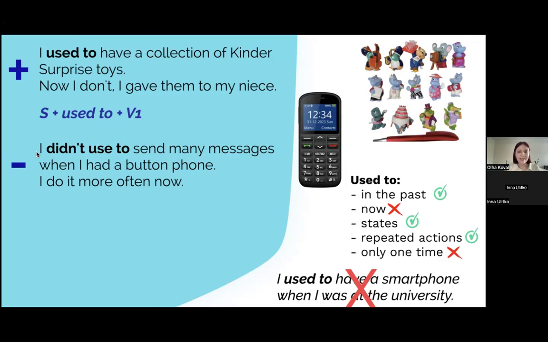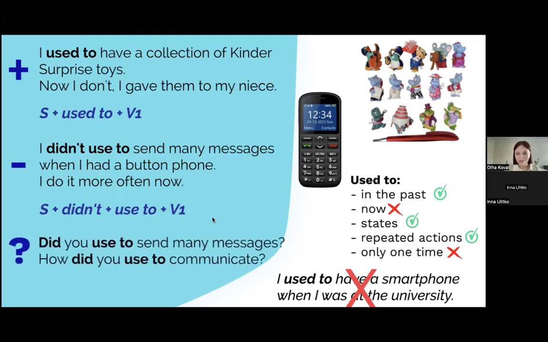Then the second one is a negative sentence. I didn't used to send. So the formula is subject, like who, I, or you, or my friend, then didn't, then used to, and the first form, infinitive. I didn't used to send, I didn't used to buy, I didn't used to go, I didn't used to love. And we can also add a question. We will not discuss questions with you just to save some time, but with my real students, I would do it. And after that, we can focus on pronunciation.